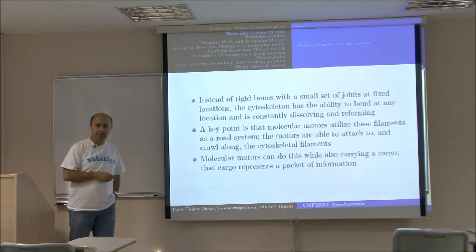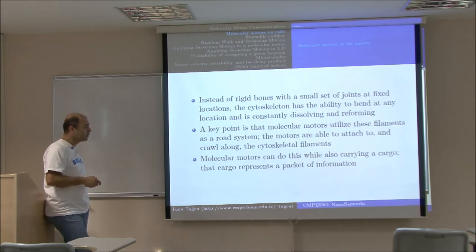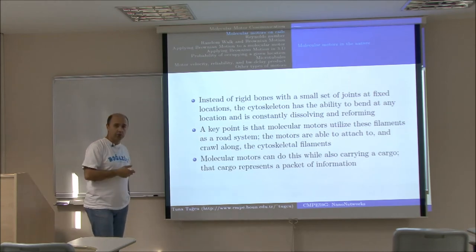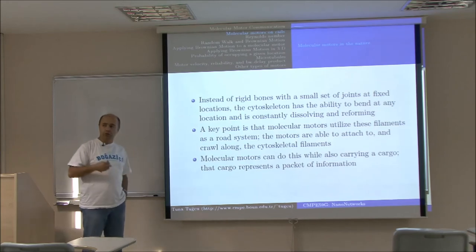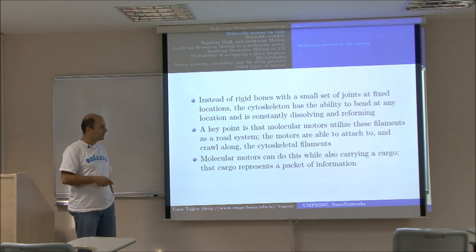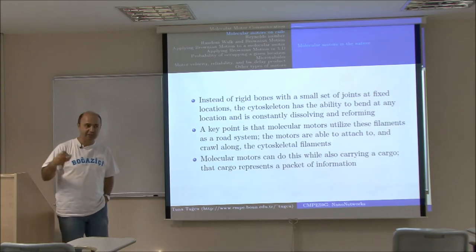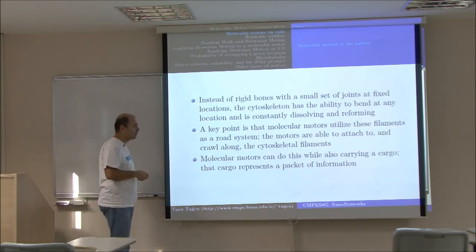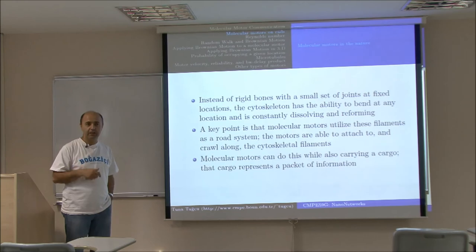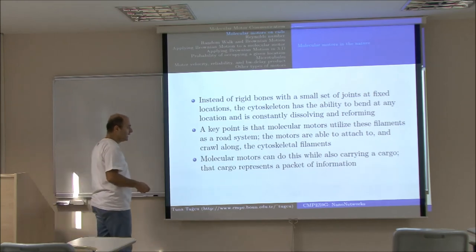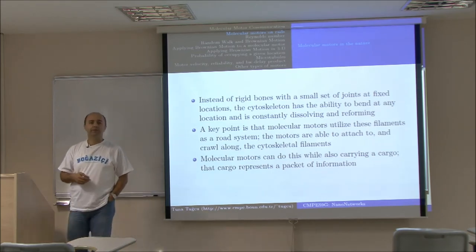The key point about this cytoskeleton is that the molecular motors utilize these filaments as a road or rail system, and the motors are able to attach to these rails, crawl or walk along these rails, and then, unfortunately, sometimes get detached before reaching the destination. The molecular motors can do this also while carrying a load on their backs, a cargo. This is typically in a vesicle. And this cargo carries a packet of information, actually several copies of the same packet most of the time.